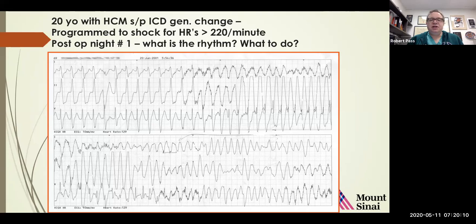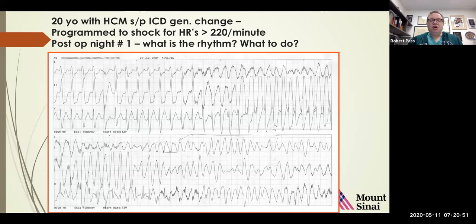Now, whenever we do a generator change, you all probably are aware that we routinely assess the lead in the operating room at the time of the generator change, because you would never want to place a new device with a bad lead. So this patient's R wave, which is the size of the electrogram recorded between the two electrodes on the tip of the lead, was 6. Generally speaking, the bigger the R wave, the better. So we would want a very large R wave. But most electrophysiologists would say that an R wave greater than 4 millivolts is the minimal acceptable R wave.